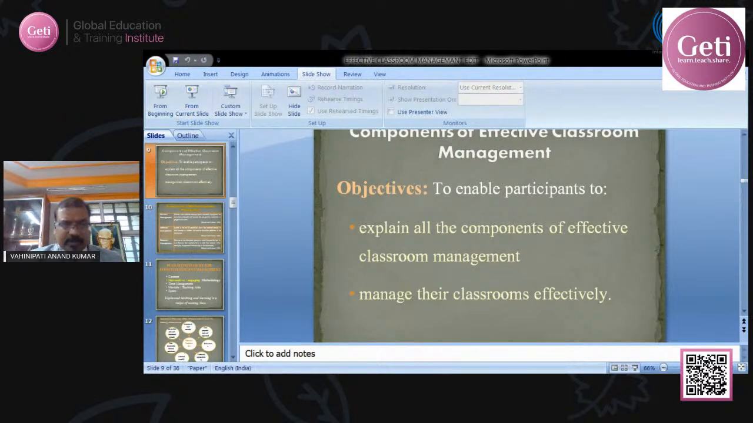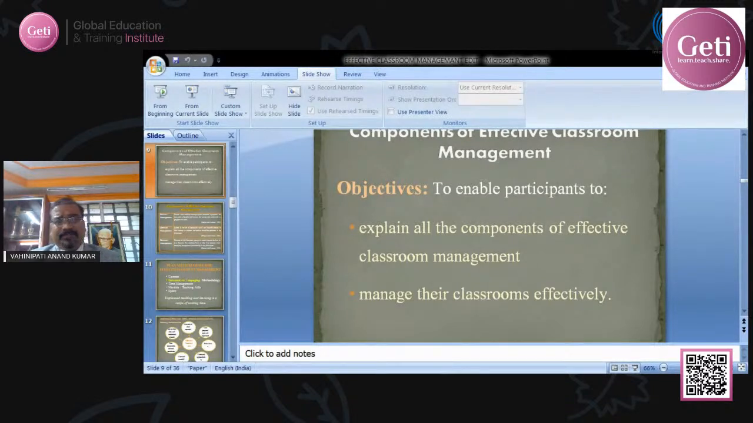So, the components of effective classroom management. After the introduction to classroom management, what are the basic components of classroom management? To enable the participants to explain all the components of effective classroom management, managing their classrooms effectively.